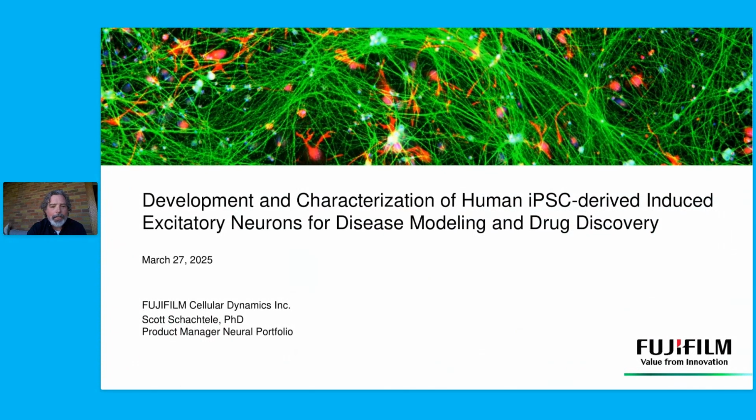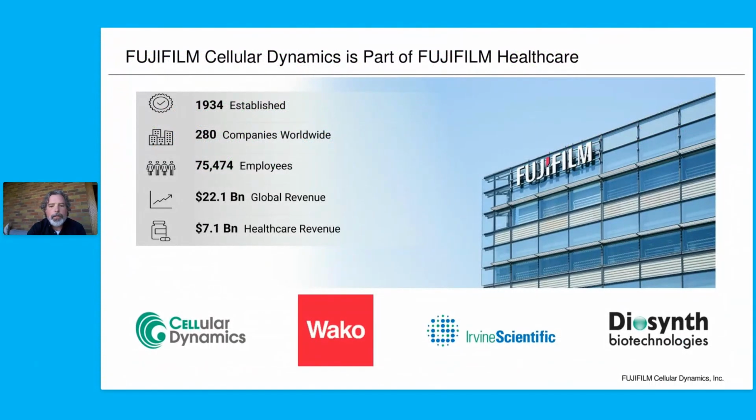Okay, so thank you very much for that introduction. And I'm very happy to be here speaking at the Sophion event on the development and characterization of human iPSC-derived induced excitatory neurons for disease modeling and drug discovery. So to start, just a brief background on FUJIFILM. FUJIFILM has a legacy of innovation from film and more recently moving into healthcare, where they've acquired a portfolio of complementary life science companies to support preclinical research and discovery.